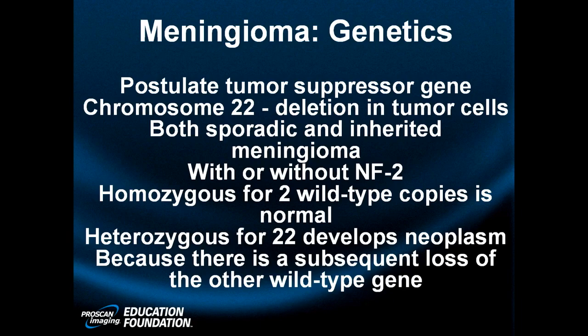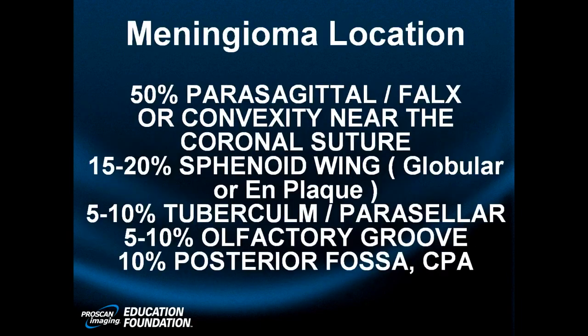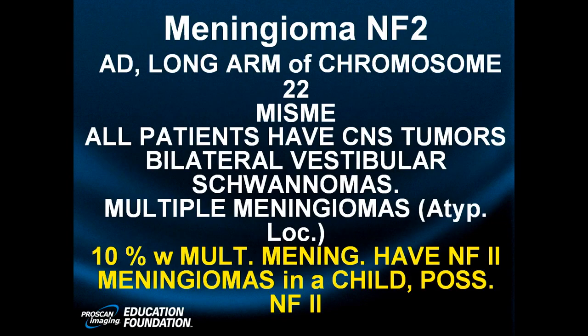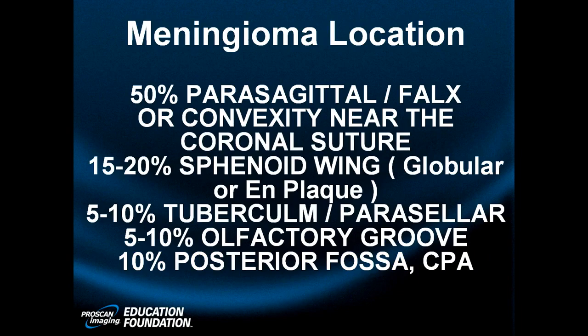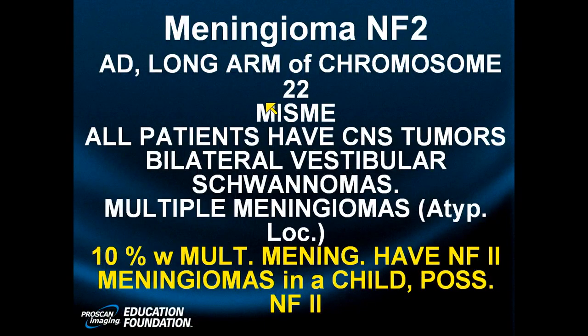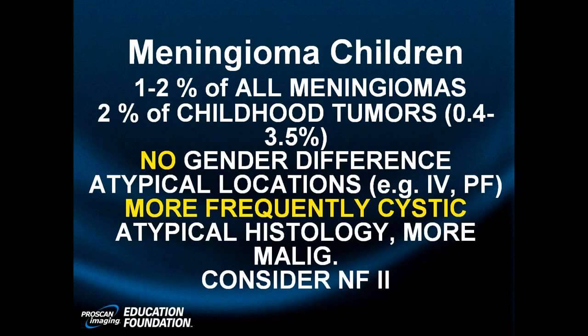I'll skip over the rest of the discussion of genetics for now. Maybe a little too much, and a discussion of the locations of meningioma, which you all should know. Falx being the most common, sphenoid wing, tuberculum, olfactory, and posterior fossa. For you registrars, parasagittal and falx is number one. The actual deletion is along the long arm of chromosome 22, and in patients with NF2, again, there is a discrete difference between the genetic mapping on chromosome 22 in NF2 versus non-NF2 patients. I think I'll stop right there.